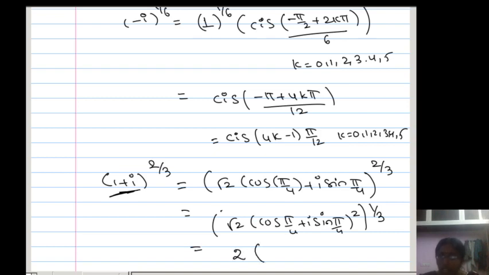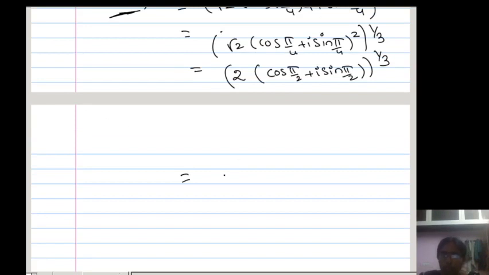Next, what are we applying? De Moivre's theorem for integral index: (cos theta plus i sin theta) to the n is cos n theta plus i sin n theta. So n is equal to 2. So cos 2 pi by 4 plus i sin 2 pi by 4 can be written as cos 90 plus i sin 90, power 1 by 3. Now you know, according to here, what is the next step? Tell me immediately. What did we do in the previous step? 2 power 1 by 3, 2 power 1 by 3 as it is.